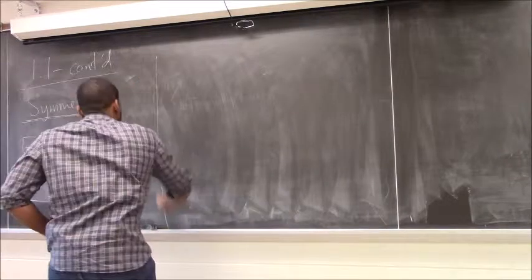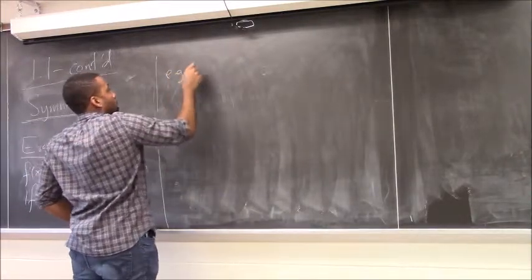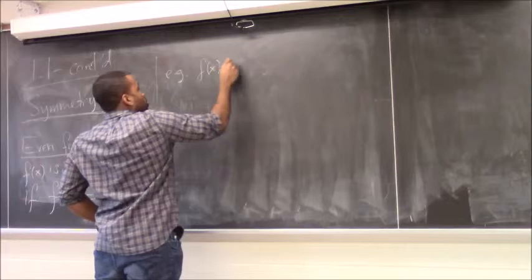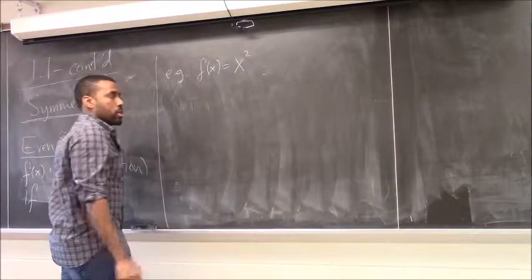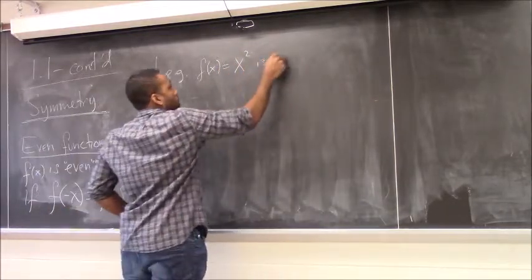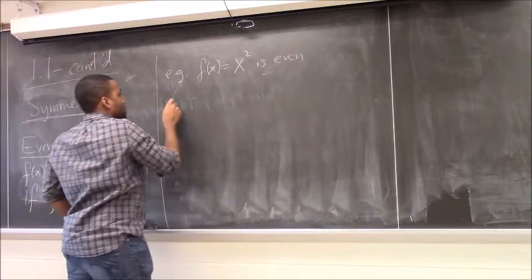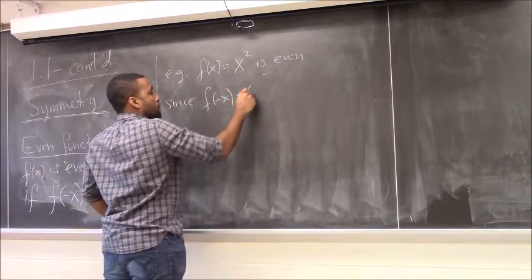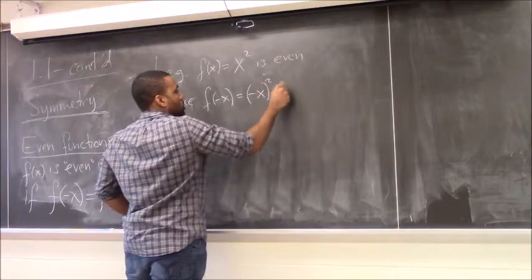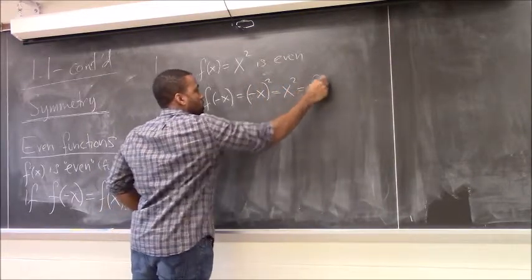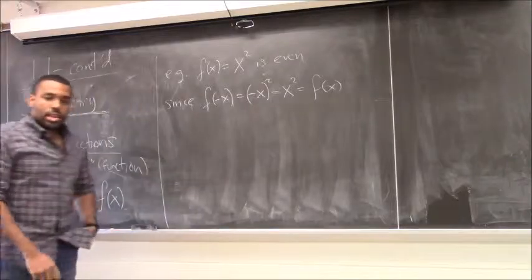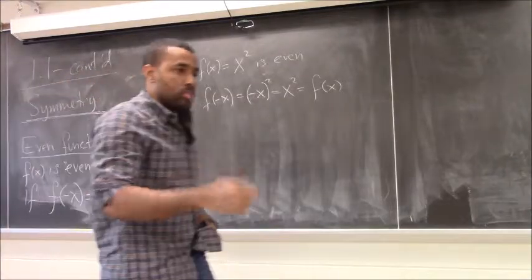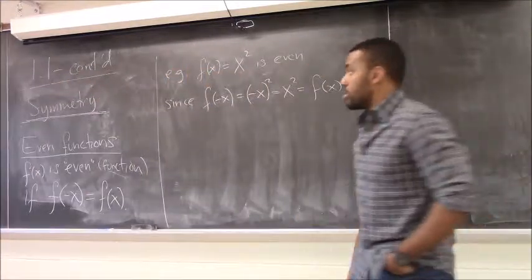So, for example, f of x equals x squared is an even function, since if I take f of minus x, that's just minus x squared. This is just x squared, which is the original function. So replacing all x's with negative x makes no difference in the function. We call such functions even functions.